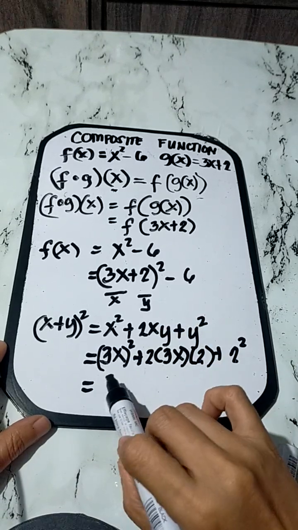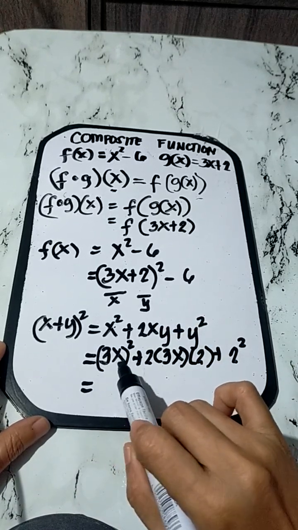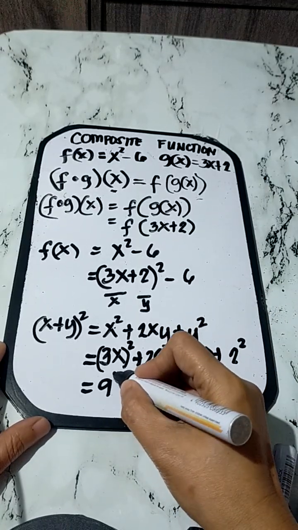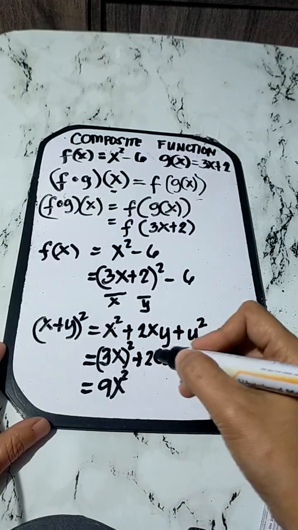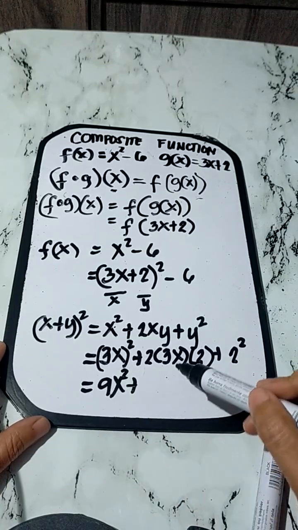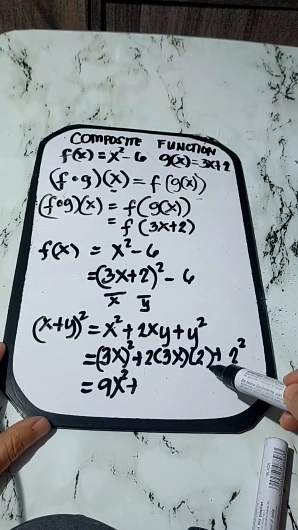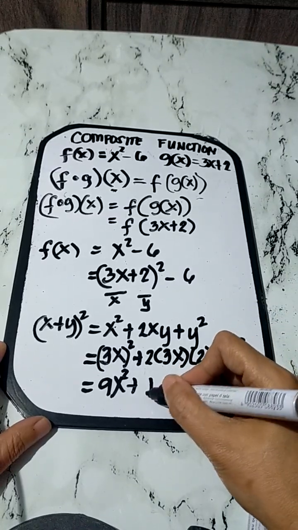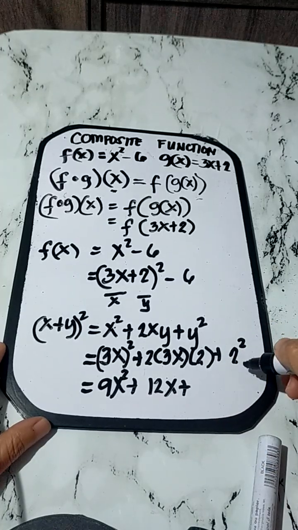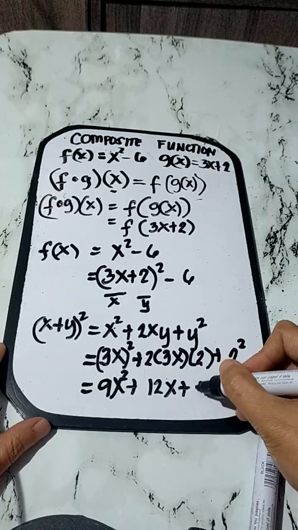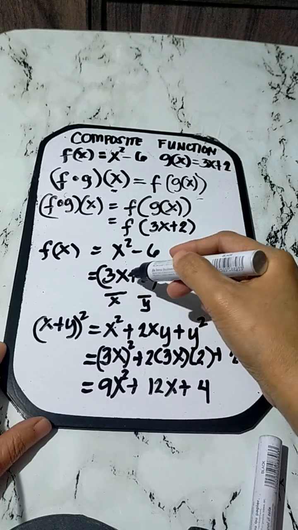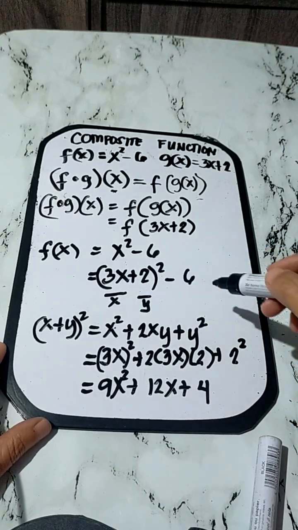Simplify: we have 3 squared, so 3 times 3 is 9, and x times x is x squared. Then multiply the whole numbers: 2 times 3 is 6, 6 times 2 is 12, times x, 12x. Plus 2 times 2, because 2 squared is 2 times 2, that is 4. This is our answer for 3x plus 2 with the exponent of 2.